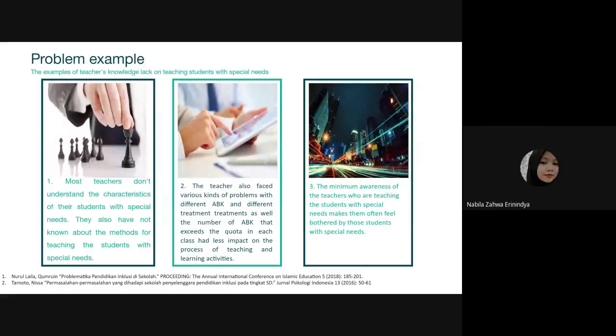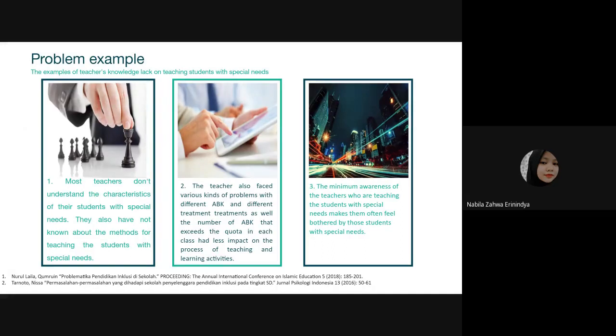Okay, so these are the problem examples of teachers' lack of knowledge on teaching students with special needs. First, most teachers don't understand the characteristics of their students with special needs. They also have not known about the methods for teaching the students with special needs.